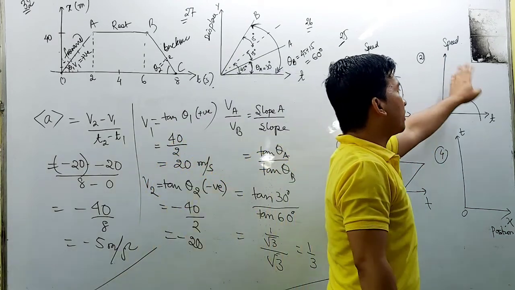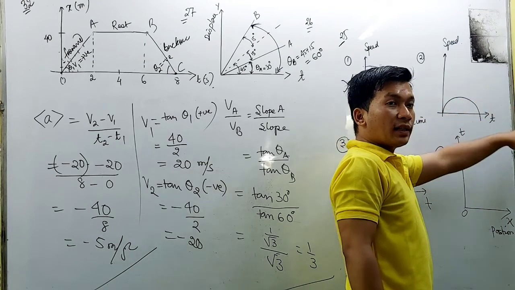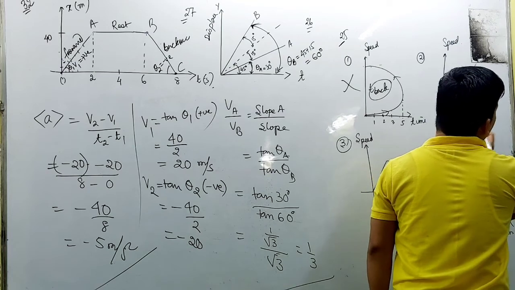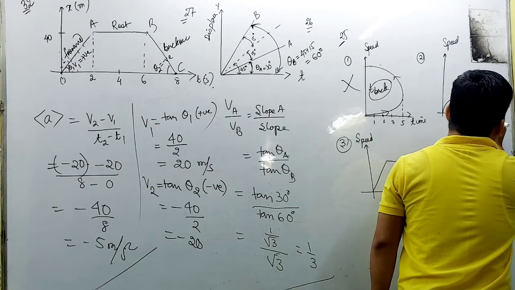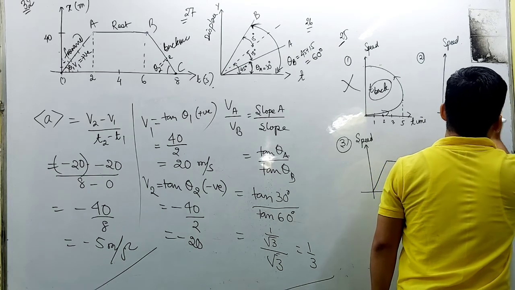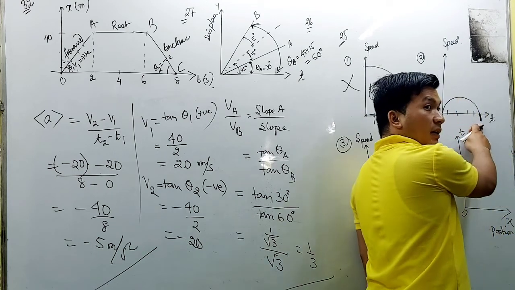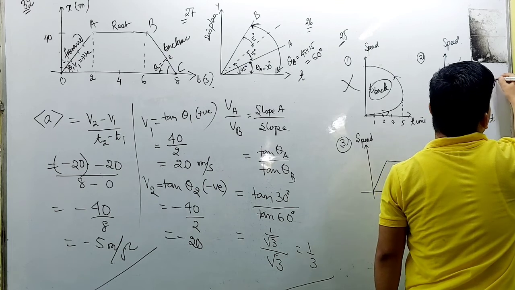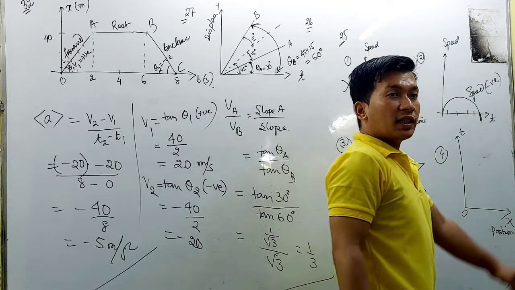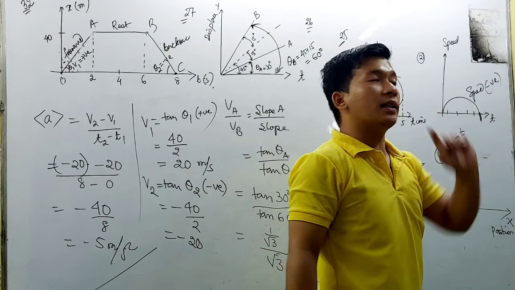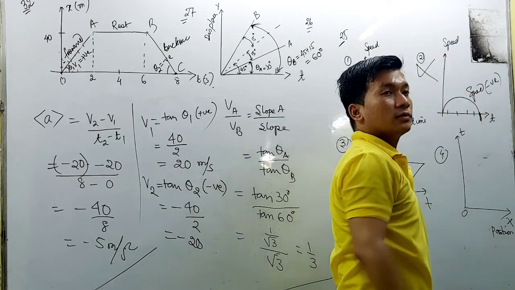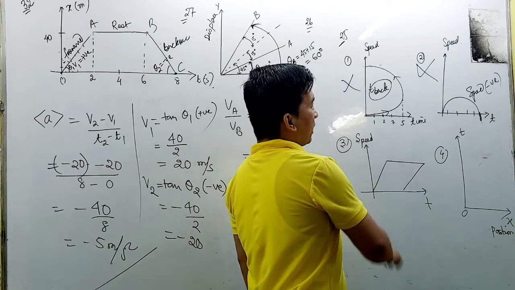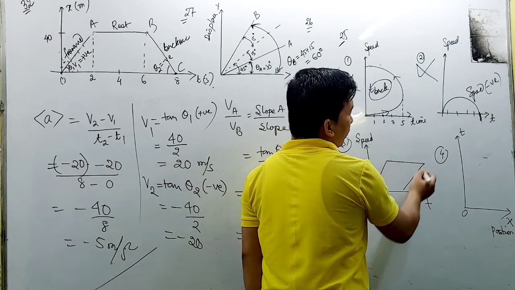In the next diagram everything seems to be correct here: time increases, speed increases, then speed decreases. However, somewhere our graph goes to negative speed. Speed is negative in some portion, and speed can never be negative. This is also wrong.